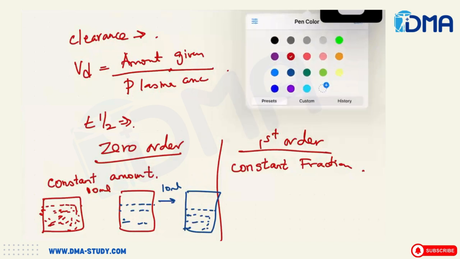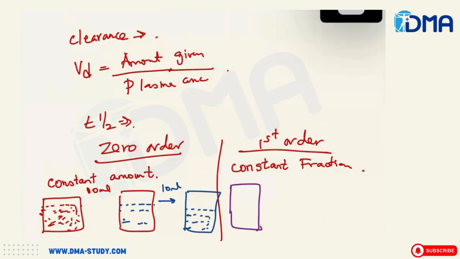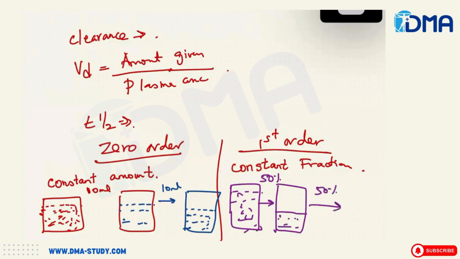Here, constant fraction. Suppose there is a box of this sort. Constant fraction, say 50% is removed at one particular time, means this 50% will be half of it. It will become like this. And next again 50% will be removed. So in this, the 50% will be only this part. So when the constant fraction gets removed out of the system, that means it is a faster metabolism and the drug goes out of the body at a much faster rate than expected.